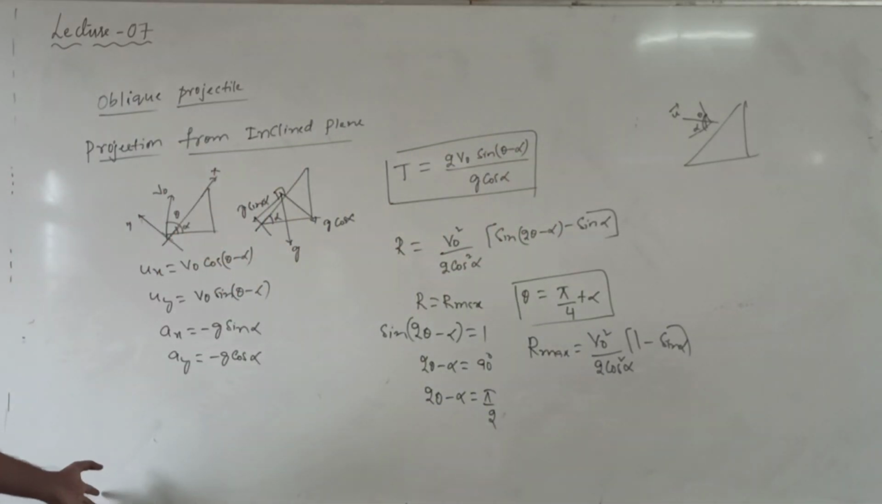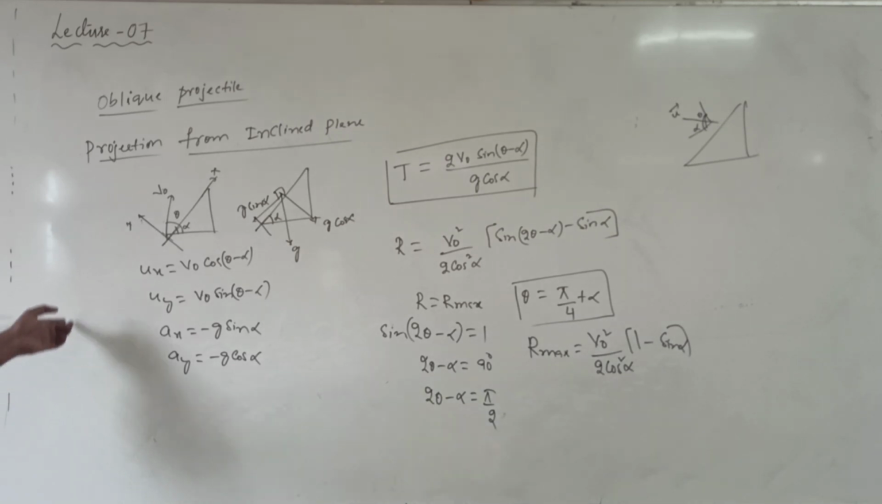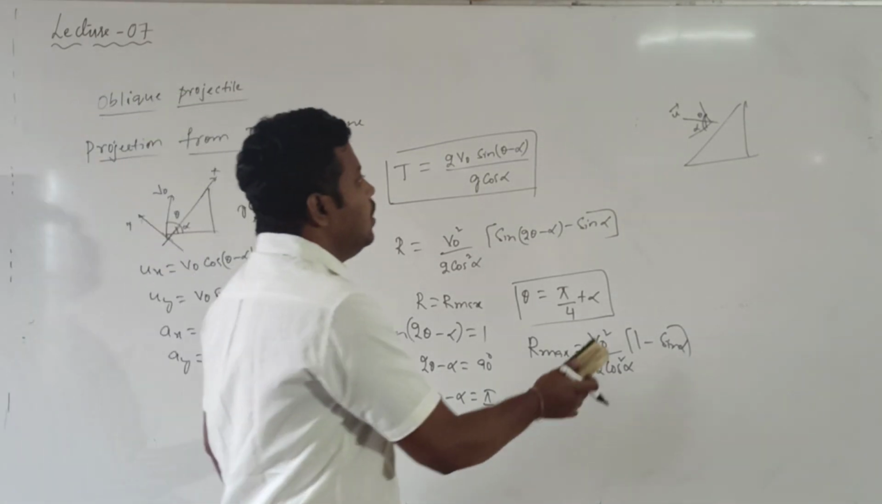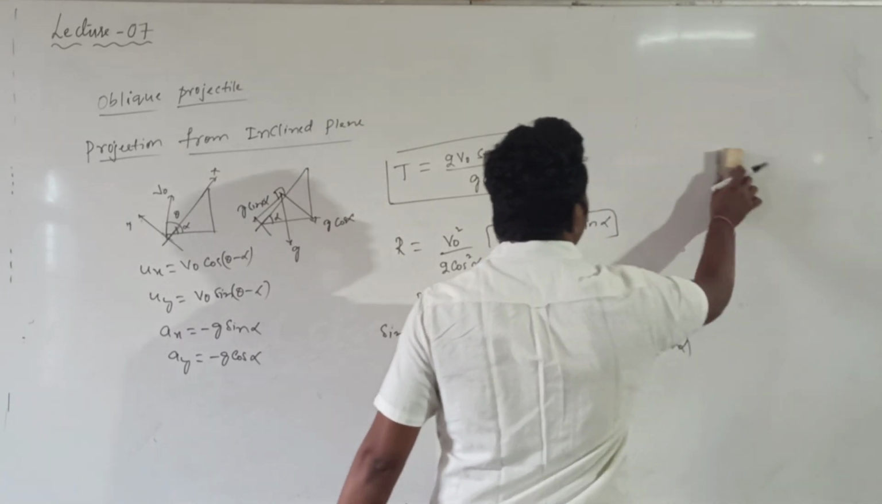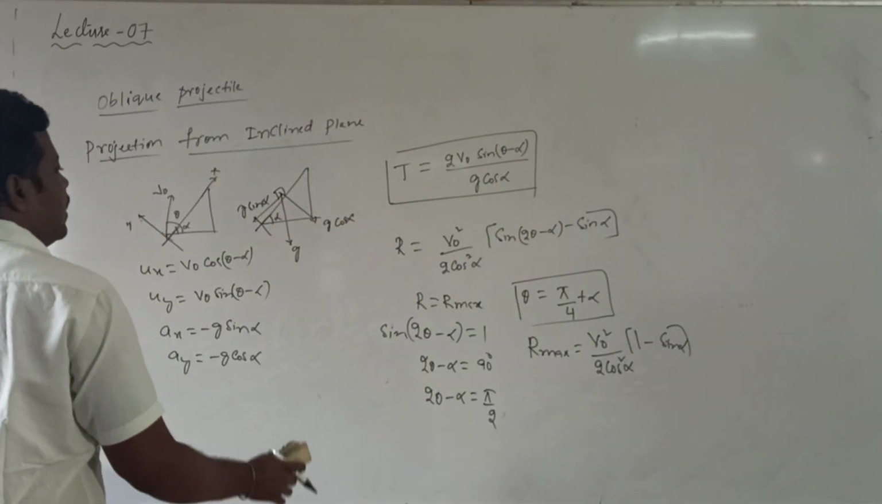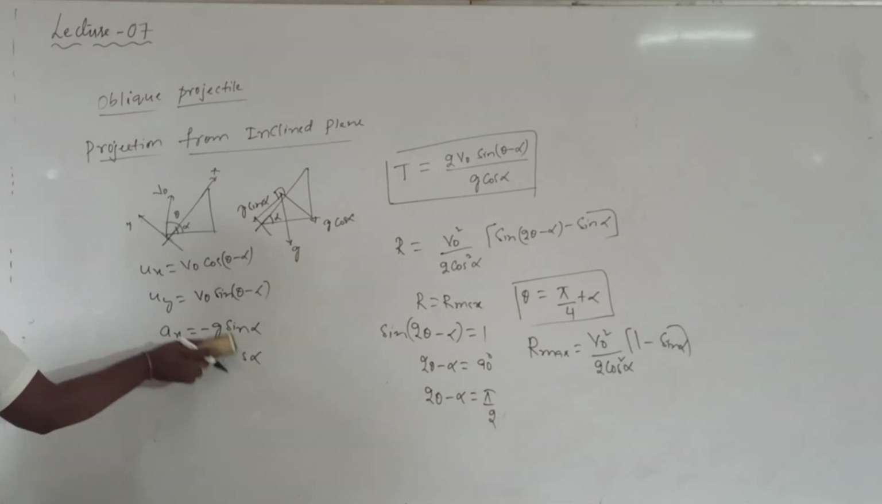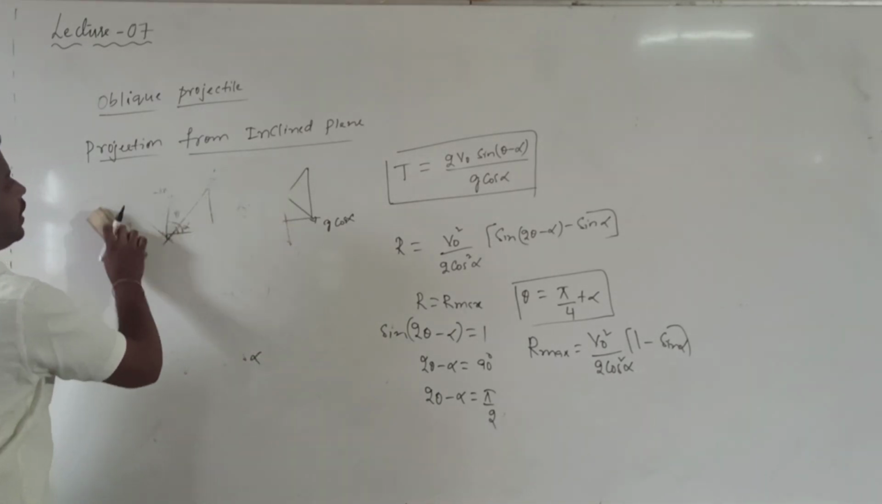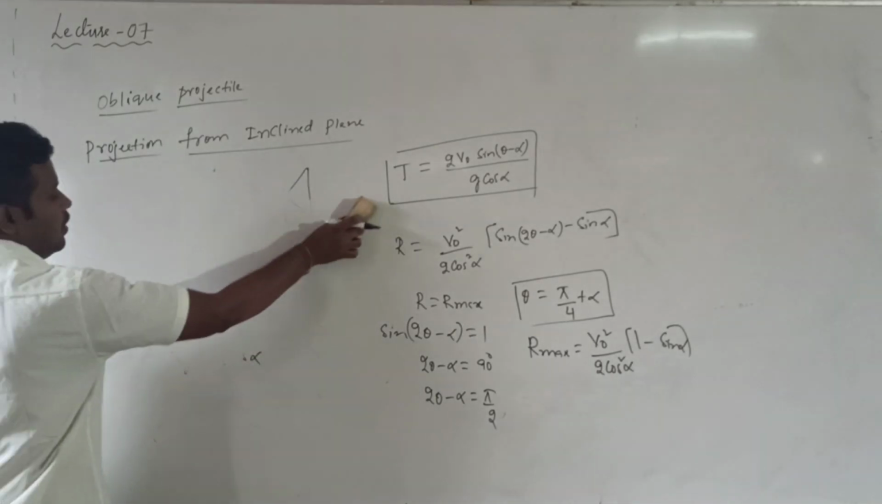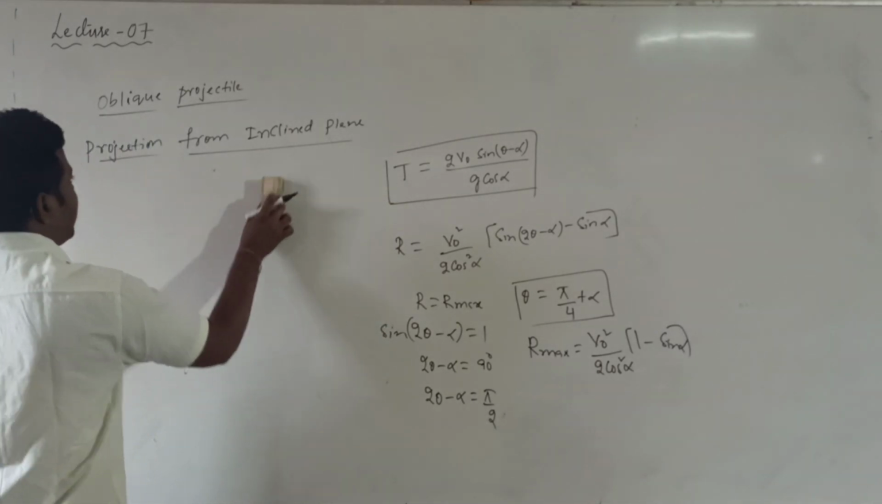What are the formulas we wrote? The same formulas apply for the downward inclined plane. We consider, in place of theta minus alpha, theta plus alpha. So this is for projection from the inclined plane. Till now we completed the oblique projectile.